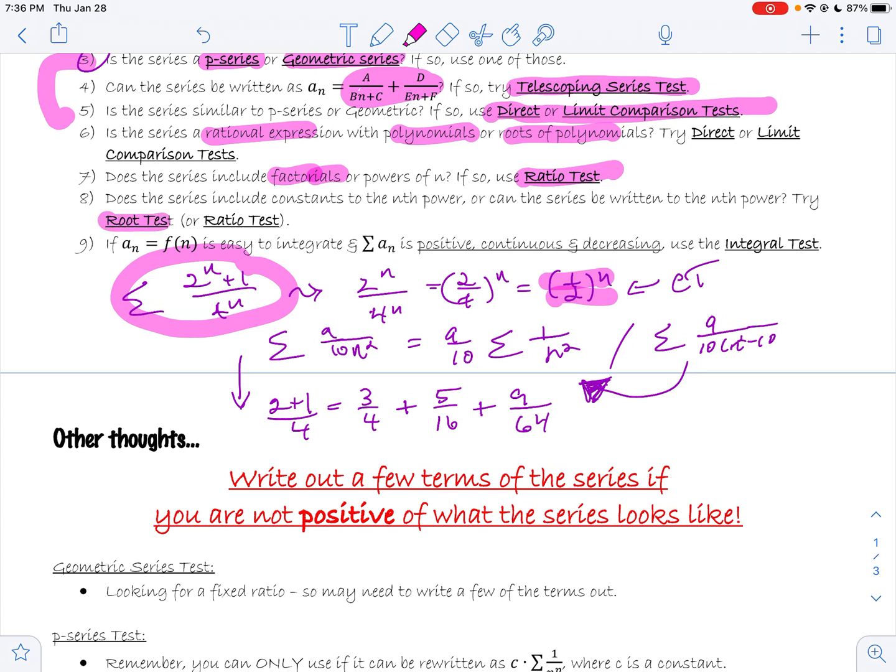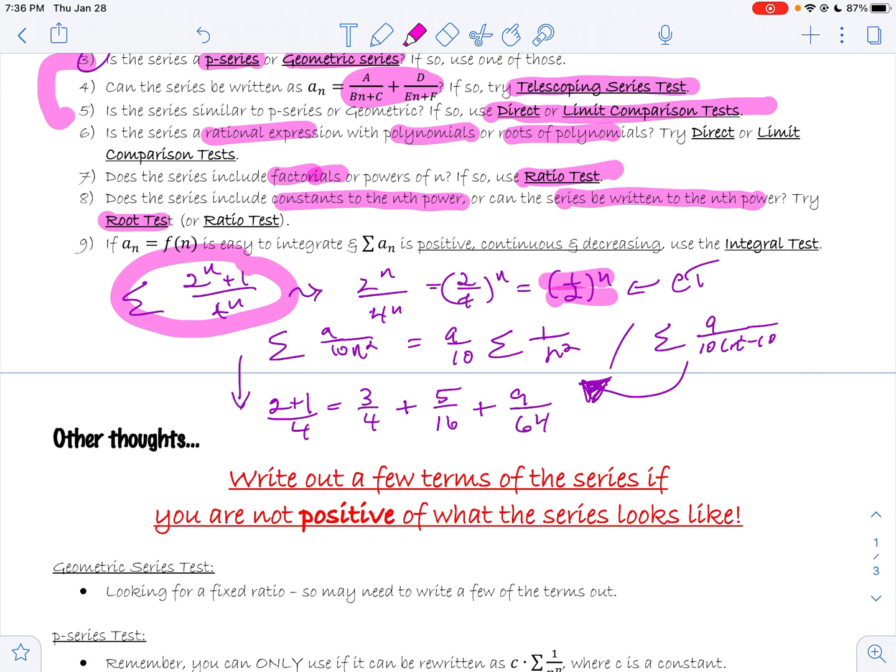So you really want to use it when you have something like constants to the nth power, or where the whole series can be written to the power of n, where you can take the nth root and it really gives you something helpful. That's when you want to use the root test. Otherwise, the ratio test is usually the better choice.